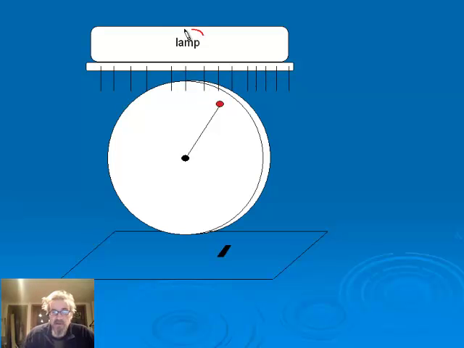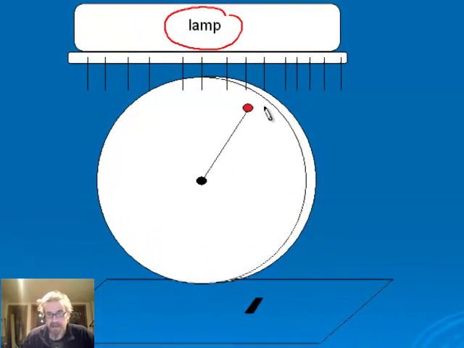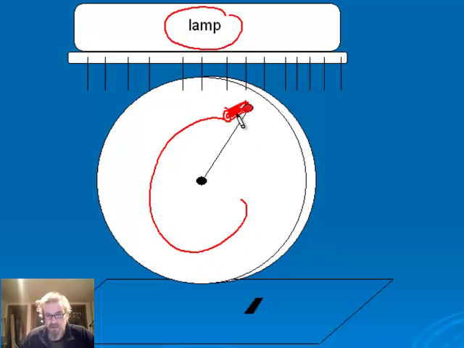Here's a lamp. You can see these little lines here. Those are supposed to represent light waves. So there's light beaming down from this lamp onto this rotating disc, and this disc has got this pin here. This red thing is really like a handle on a crank. As the lamp shines down on it, it casts a shadow down here on the ground below. And as the thing spins around, of course, that shadow is going to move.